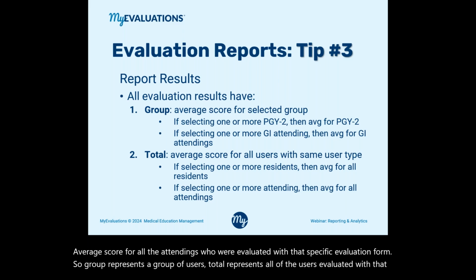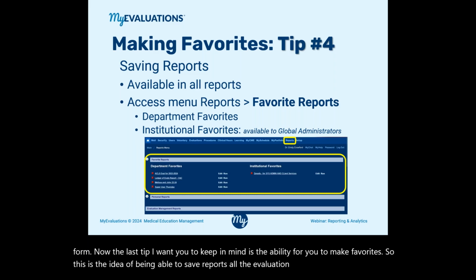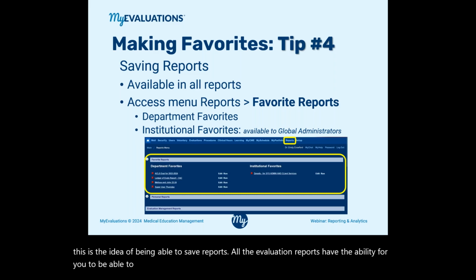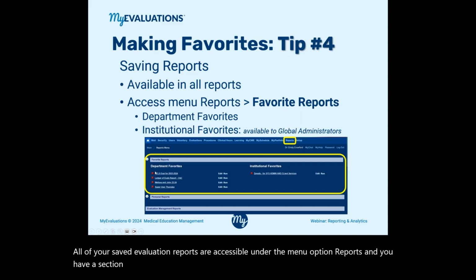Now, the last tip I want you to keep in mind is the ability for you to make favorites. So this is the idea of being able to save reports. All the evaluation reports have the ability for you to be able to save them. All of your saved evaluation reports are accessible under the menu option Reports, and you have a section called Favorites. And they're accessible either as department favorites or institutional favorites.